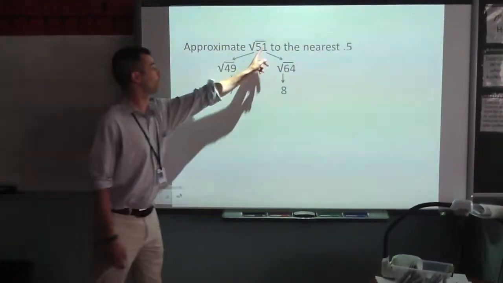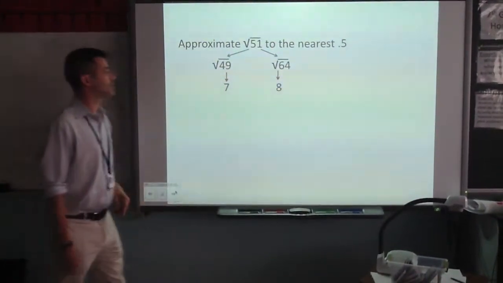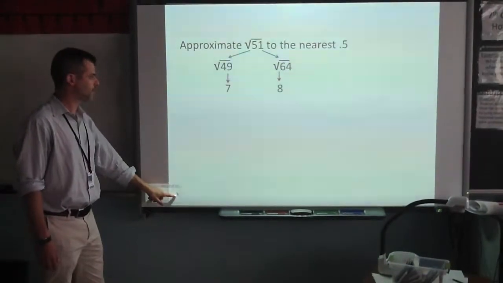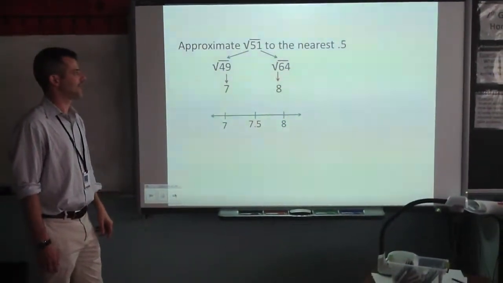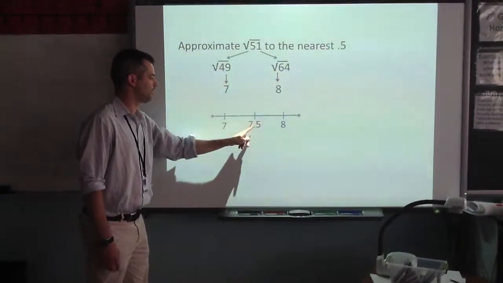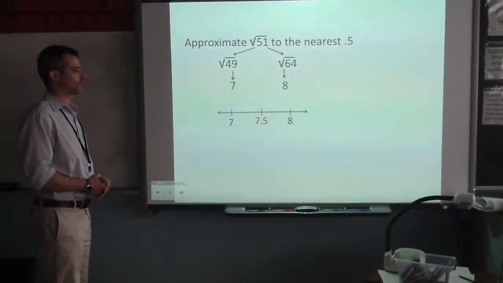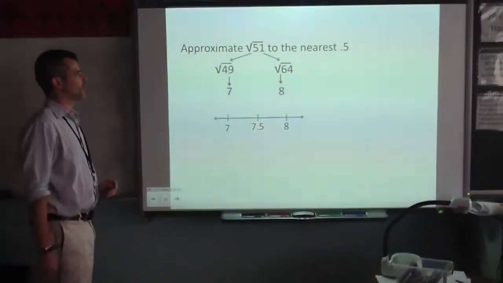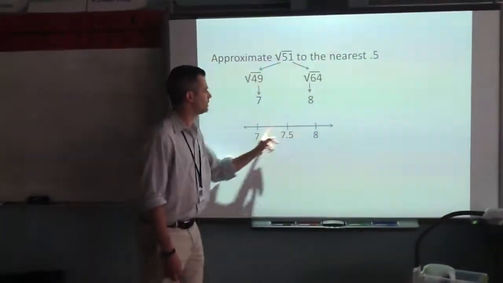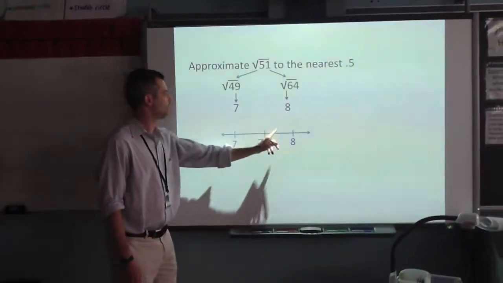Now since square root of 51 is in between these two numbers, I know that square root of 51 is in between 7 and 8. Okay? I know that square root of 51 goes somewhere in here. Now I could guess that it's 7.5, but I can get a little bit more accurate because we can determine which of these two numbers is square root of 51 closer to. So let's think, is it going to fall here or here?